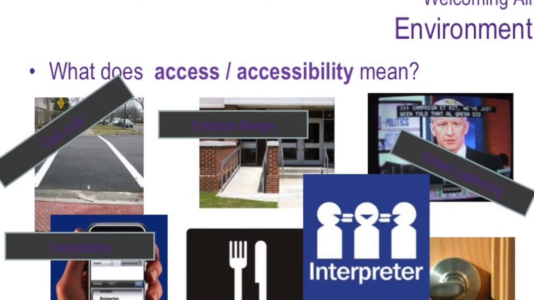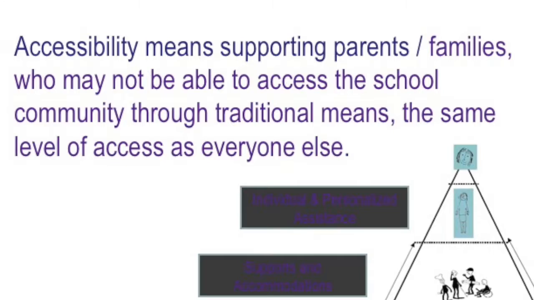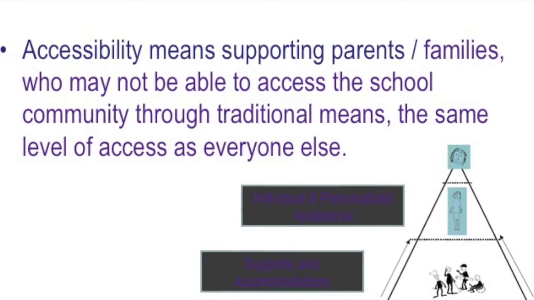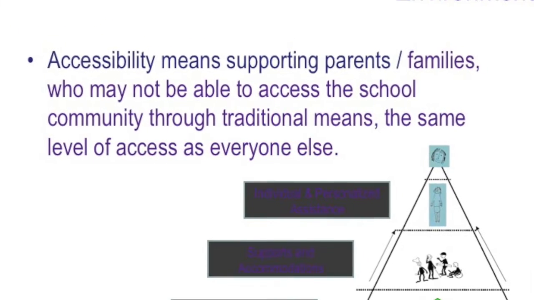The environment can play a critical role in parental involvement. What do we mean when we say accessibility and access to school? Accessibility means supporting parents and families who may not be able to access a school community through traditional means.